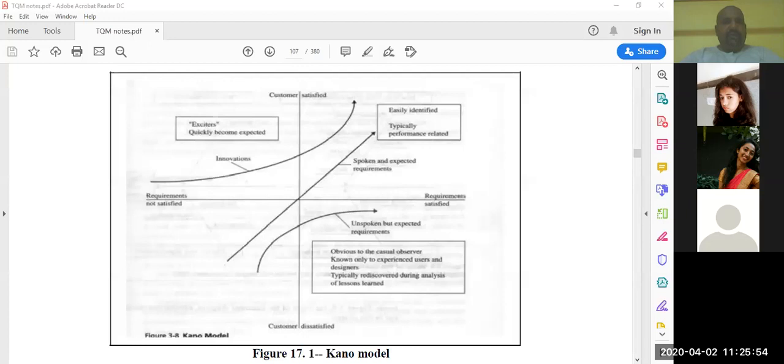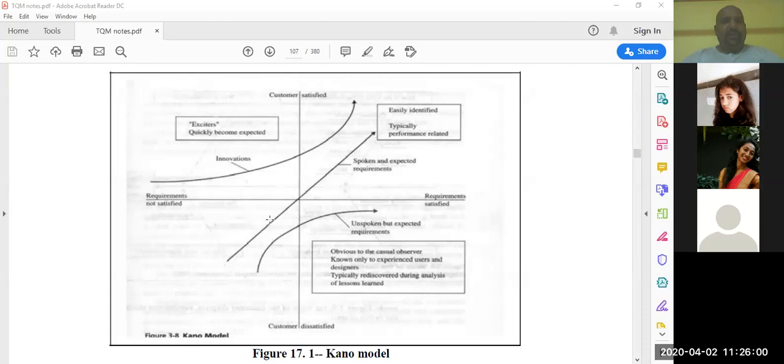Okay, so that was done using a model called Kano charts, Kano models, right? So let me try to share. I think I did this in the last class also. This was the Kano model, where you have three different curves, right? The middle curve is a diagonal line.